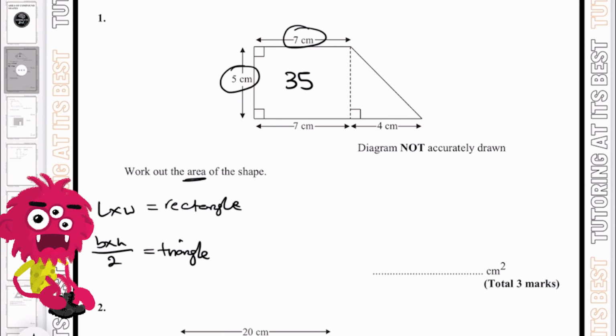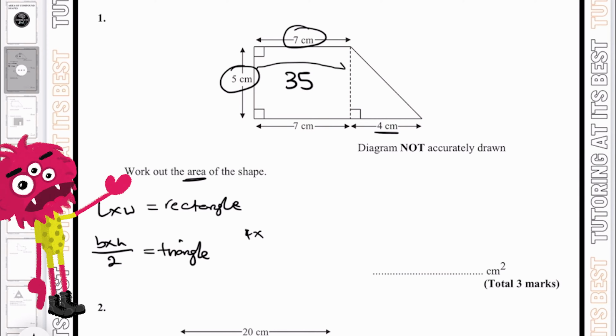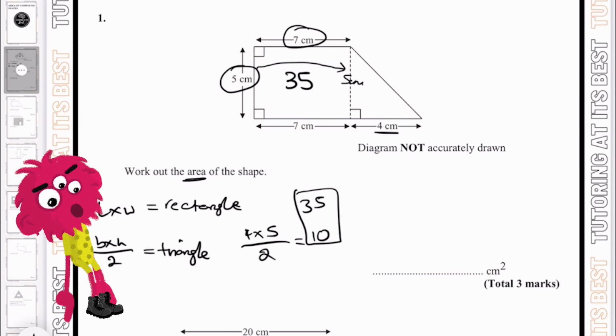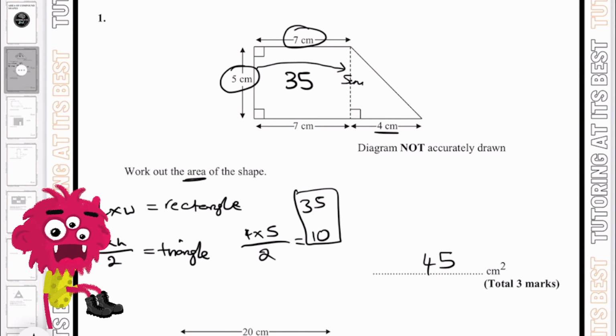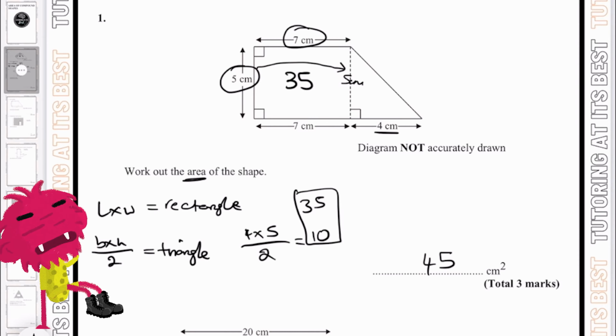So that being said, let's go ahead and calculate this. We have our base, which is 4 centimetres, and we have our height, which can be the 5 centimetres. So 4 times 5 divided by 2 gives us 10. Now if we put 35 and 10 together, that gives us 45 centimetres squared. And that's the answer to the first question. I hope that was quite straightforward.